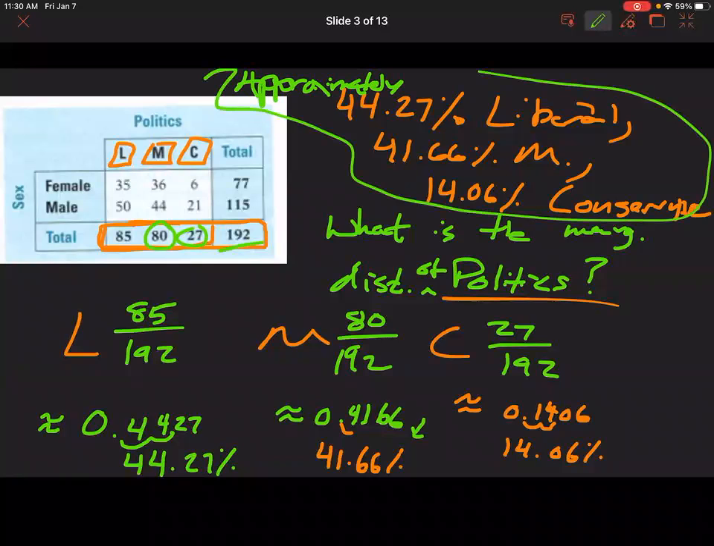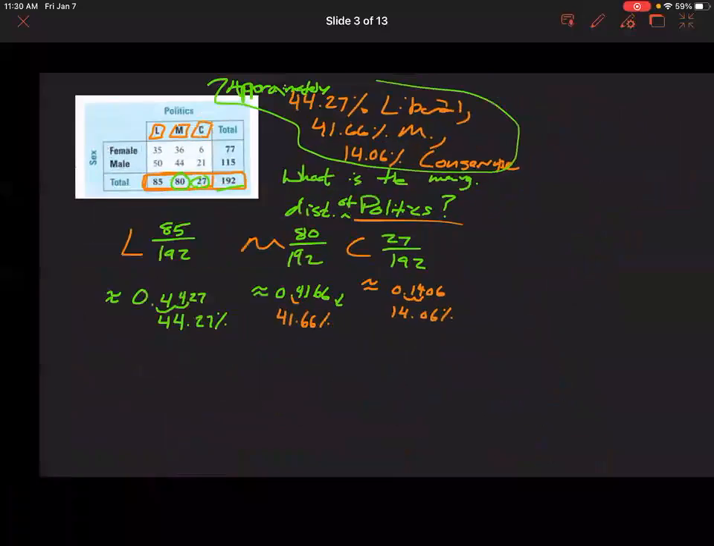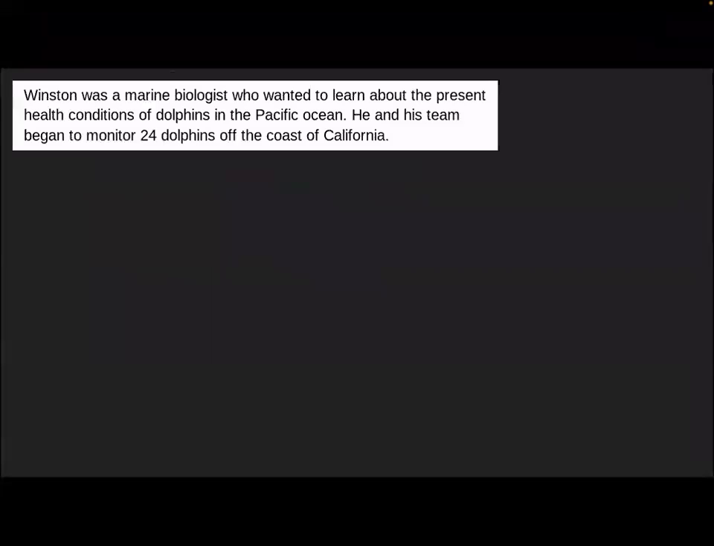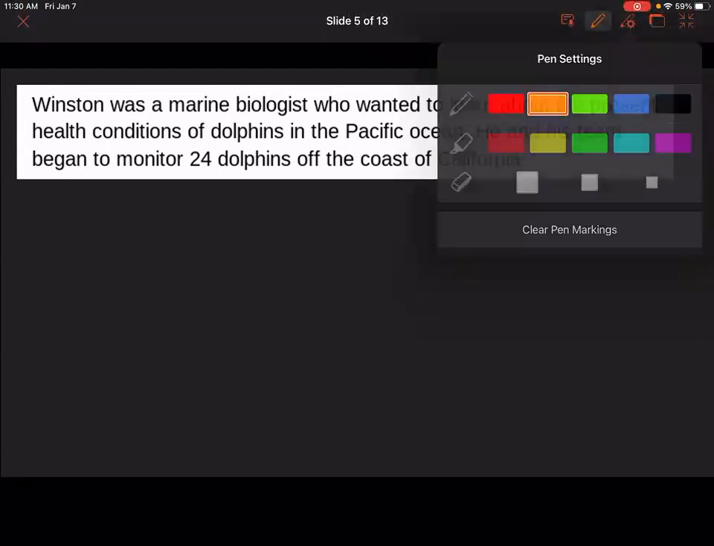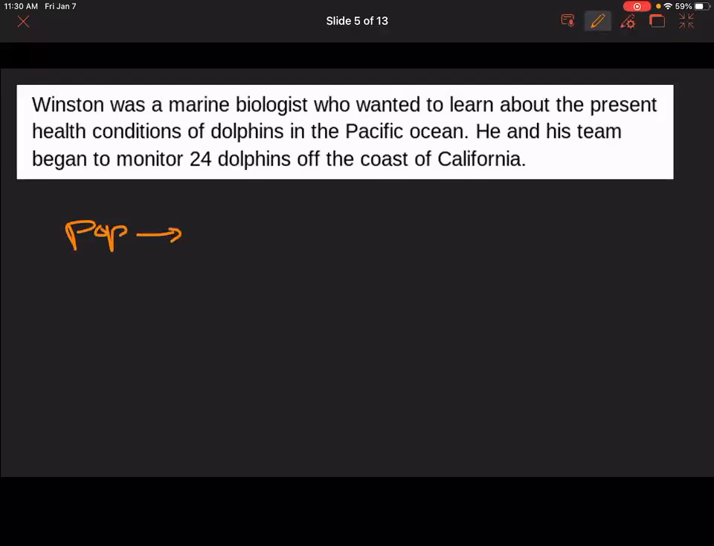All right, so let's move on to review of other concepts we looked at. All right, so first we're going to look at sample and population. So we're going to read over this and try to figure out which one's the sample, or what is the sample and what is the population. Winston was a marine biologist who wanted to learn about the present health conditions of dolphins in the Pacific Ocean. He and his team began to monitor 24 dolphins off the coast of California. So remember that population is everything, basically the total group we want to know about.